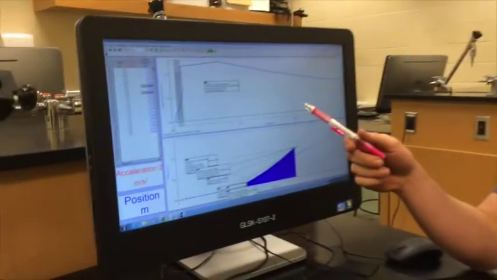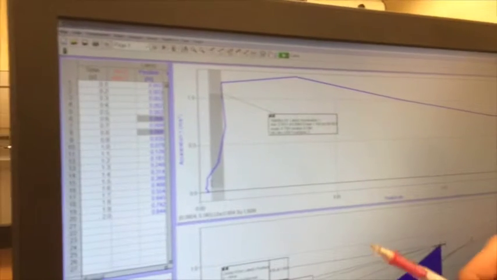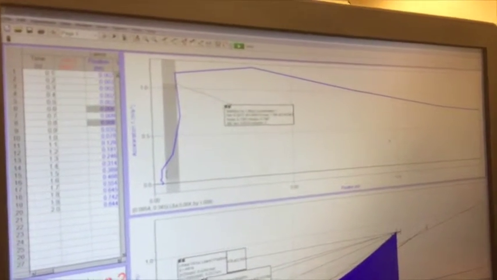From the moment we released the cart, the data was recorded in Logger Pro. The data is then automatically put in a chart showing acceleration over the position. This shows the acceleration over the entire run of the cart. Since we're only interested in the instantaneous acceleration, we're going to look at the beginning portion.